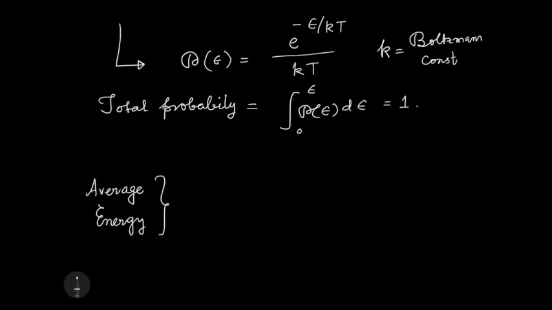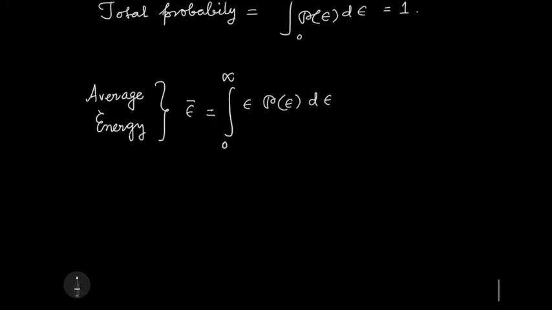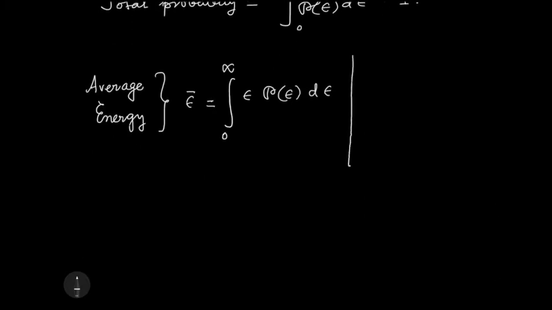Now this is used to calculate the average energy. The average energy is written this way, epsilon bar. It's the same average energy that we are talking about. So the definition is this: you integrate from 0 to infinity epsilon times p epsilon. The probability of having that energy is p epsilon, and then you multiply by that energy. So this is the average energy formula.